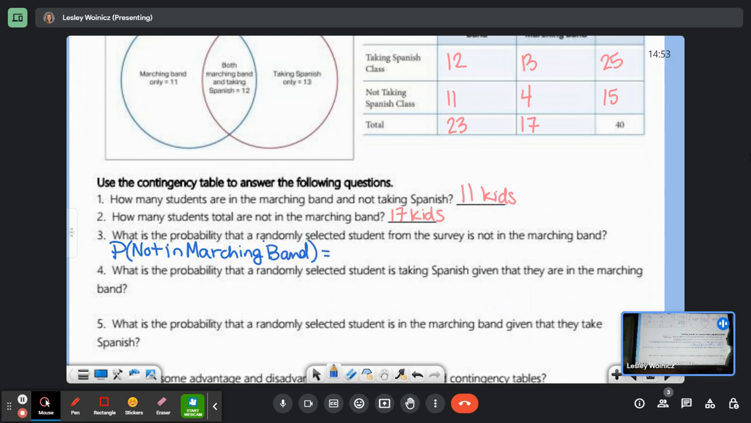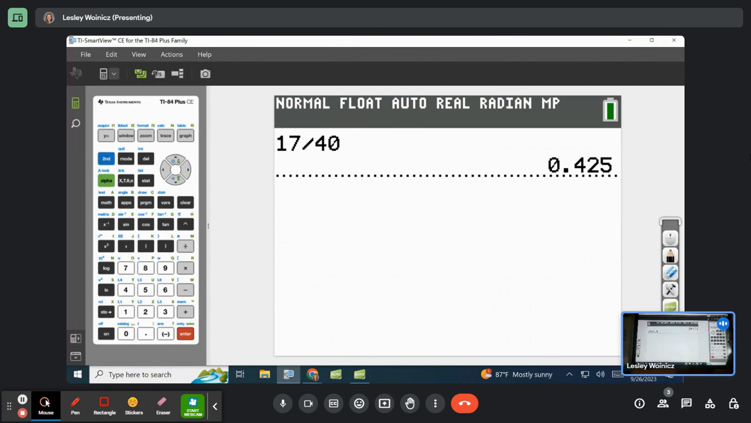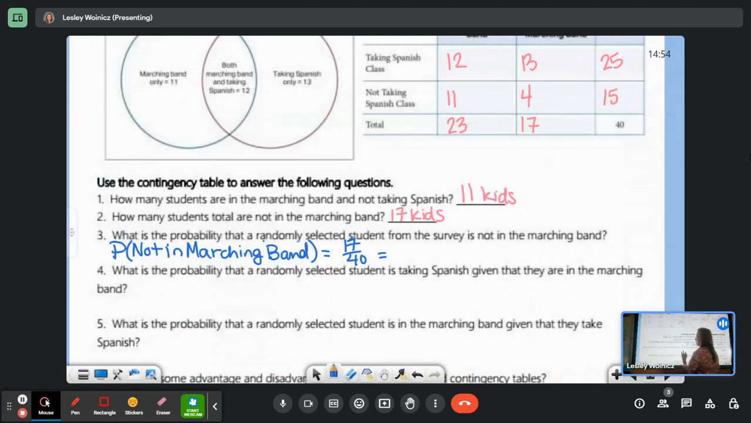So how many total are not in marching band? 17. 17 out of 40. Does everybody understand where those numbers came from? Now we just give the probability with 3 decimal places. So I'm doing 17 divided by 40. I should have 0.425. I'm going to use an equal sign because that was an exact answer. I didn't have to round it. 0.425. Can I just put 0.43? Can I round that? No, we're doing 3 decimal places. Oh, okay.